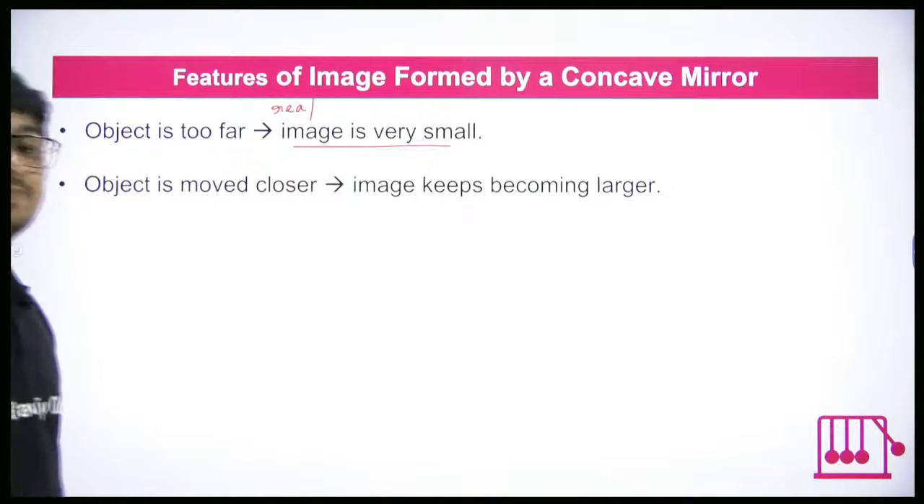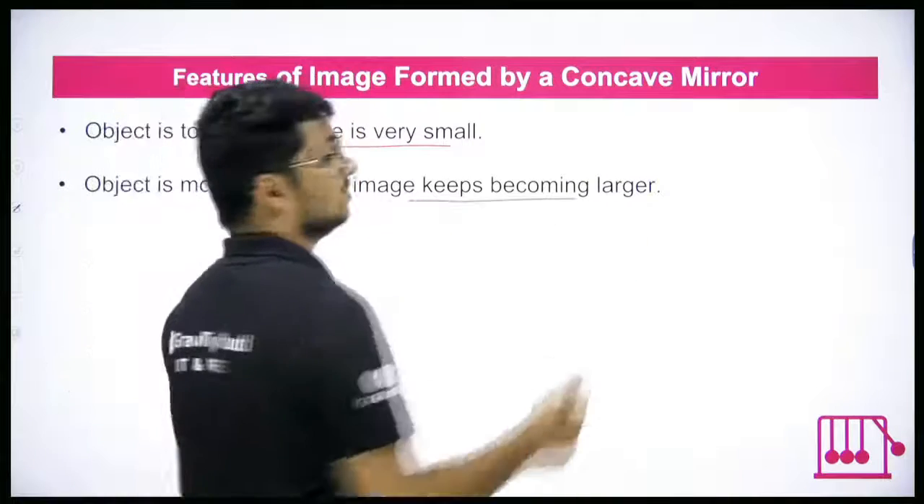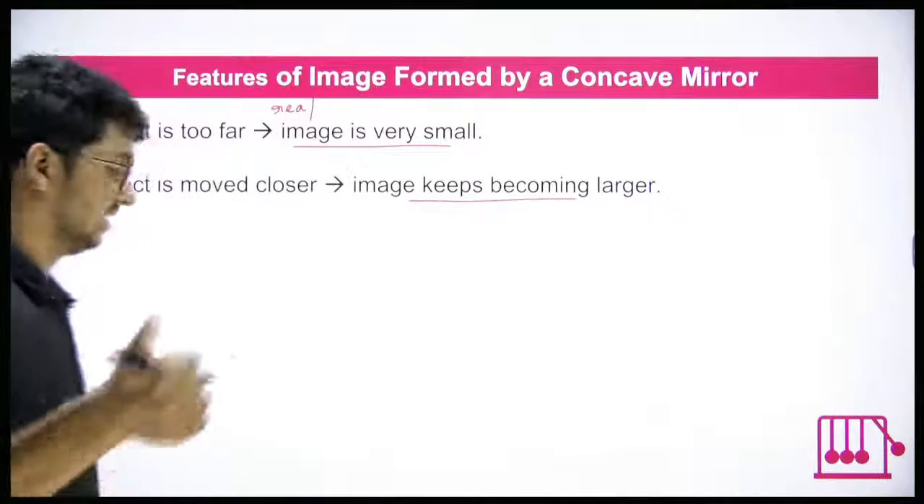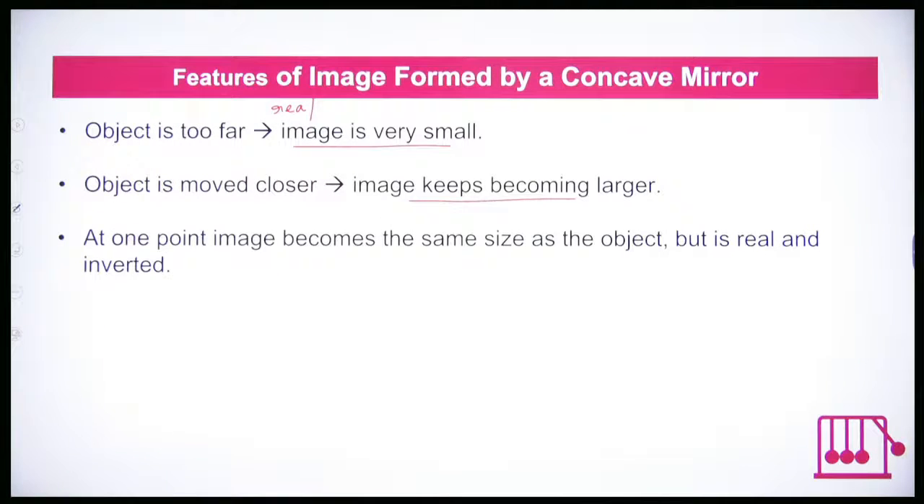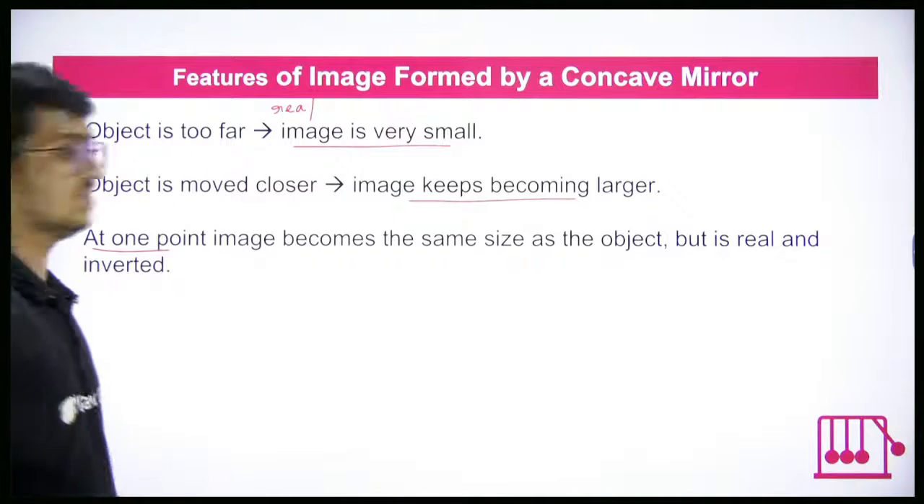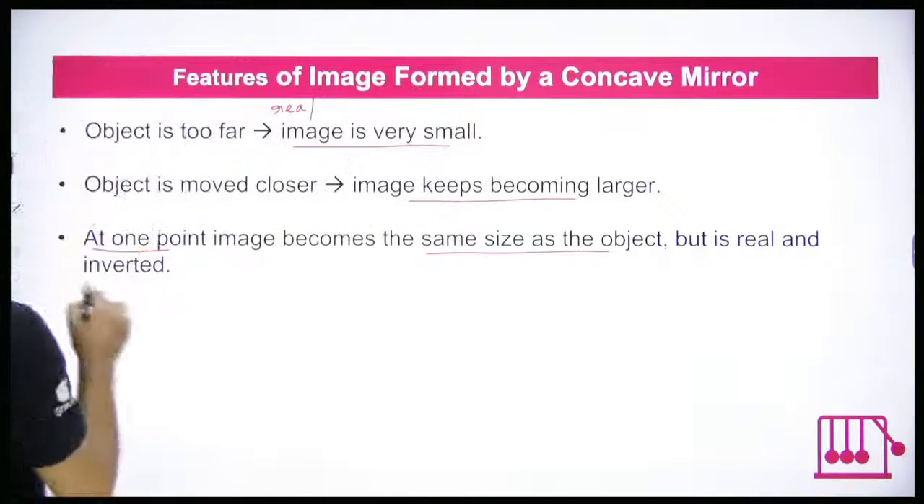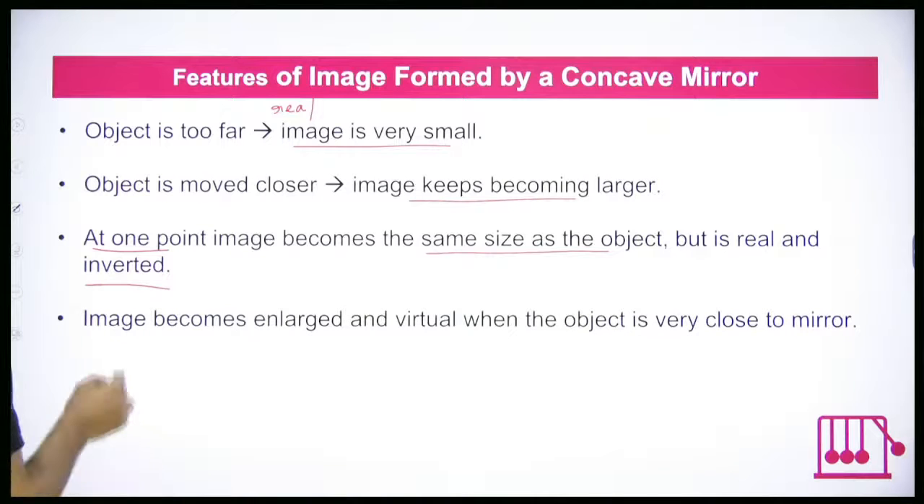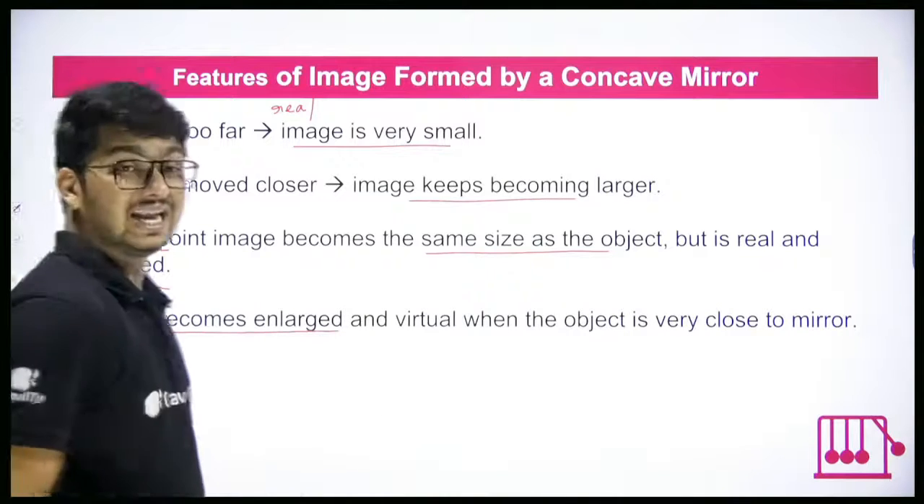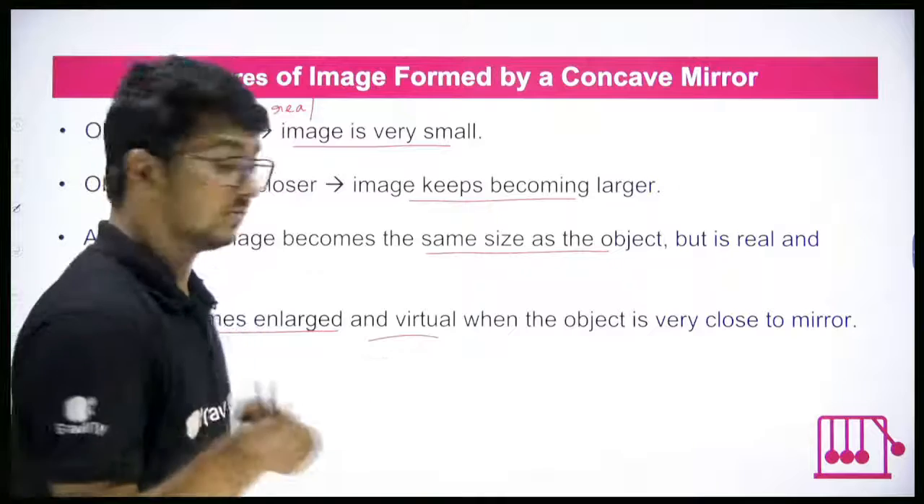But when the object is moved closer, the image keeps becoming larger, its size keeps increasing, as discussed. At one point, the image becomes the same size as the object. It should happen at some point. But it is real and inverted. And then the image becomes enlarged and virtual. Yes or no? Virtual also, we got it.